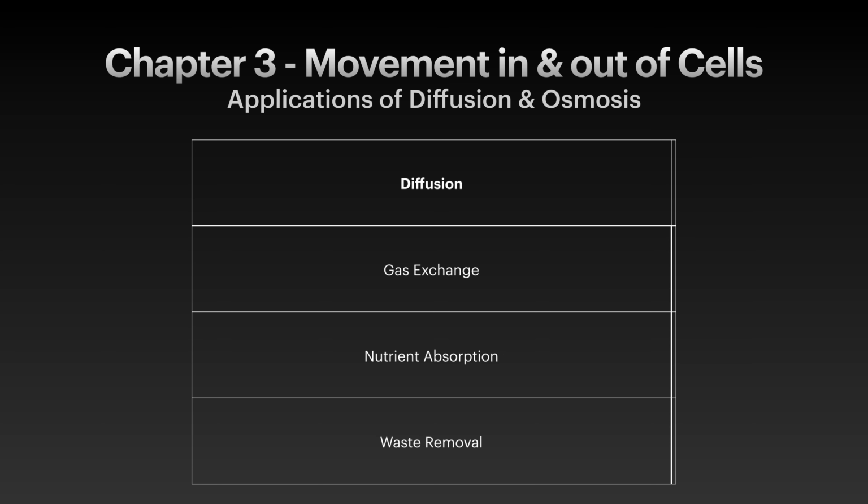Lastly, waste removal. In the liver, urea, a waste product, diffuses from liver cells into the blood to be transported to the kidneys.